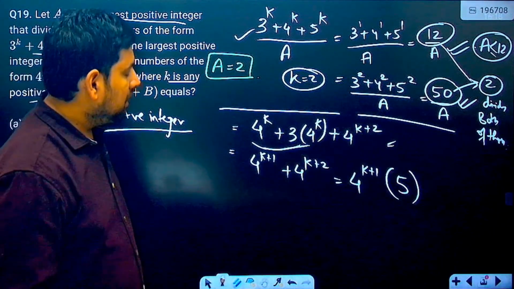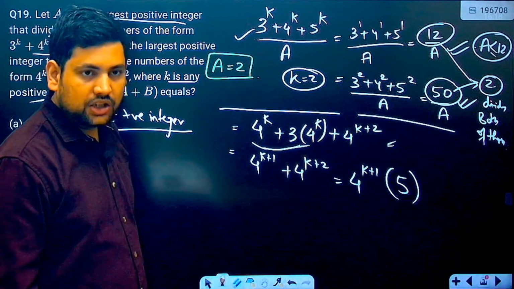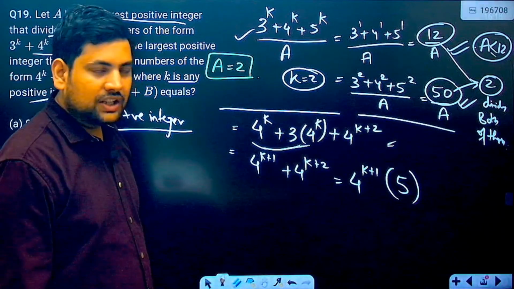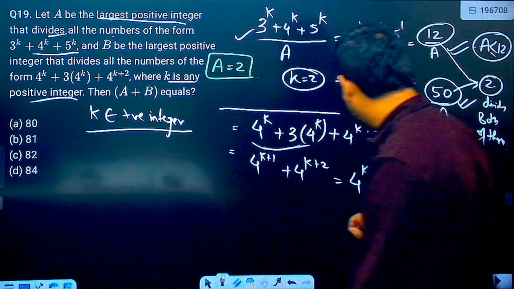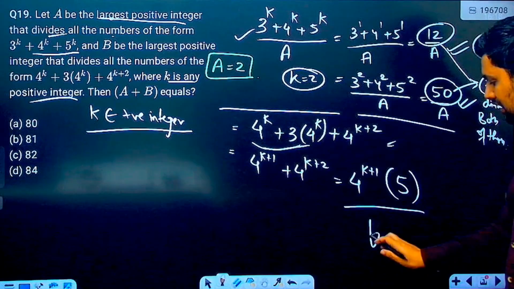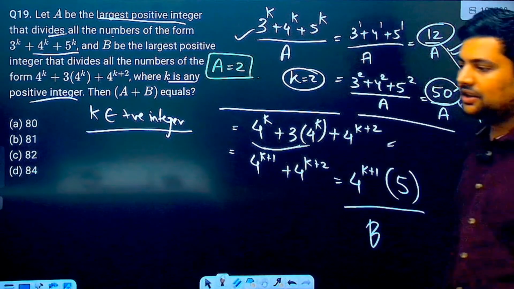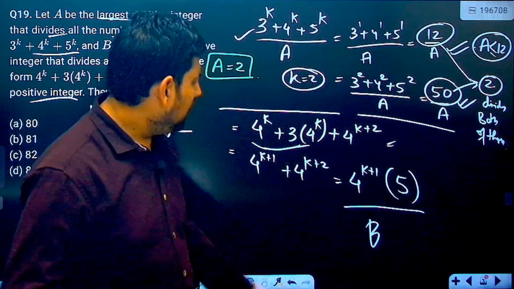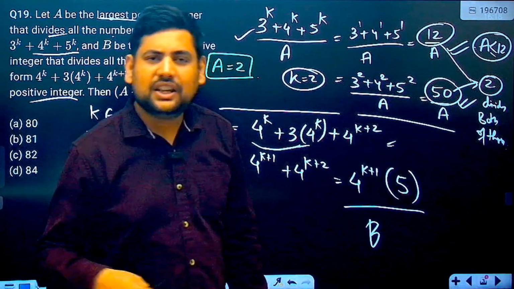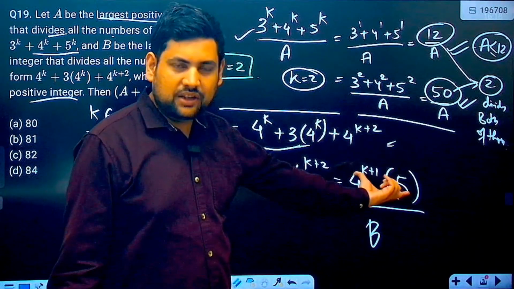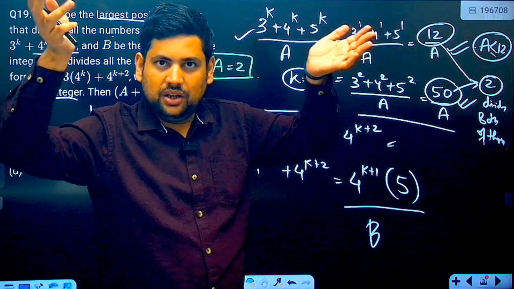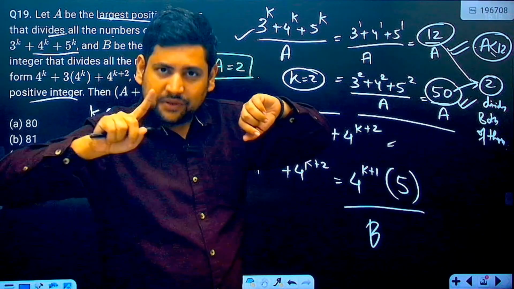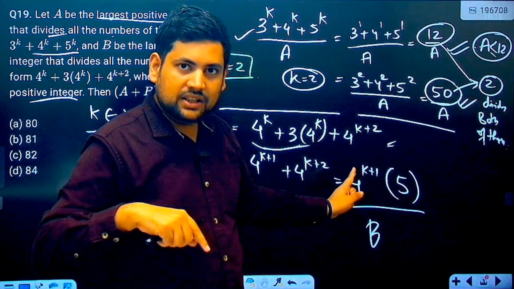This is the value that you will get, 4 power k plus 1 into 5. Now, what is the value of k? Okay, that I have to find. Now, if this is divisible by b, then see, if k is very large, let's say 1000, then 1000 plus 1 into 5. So this is a very big number. It will be divisible by many numbers. But that is not the point. I have to find b which divides for any k.